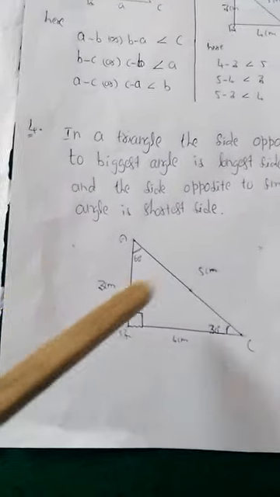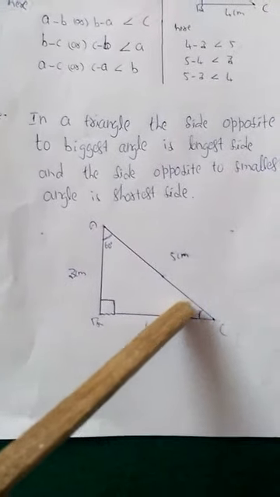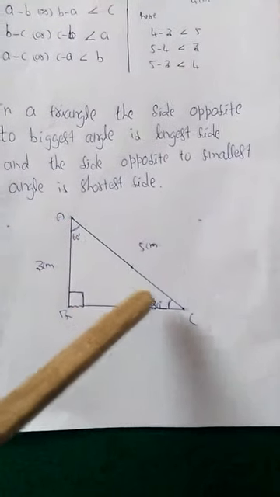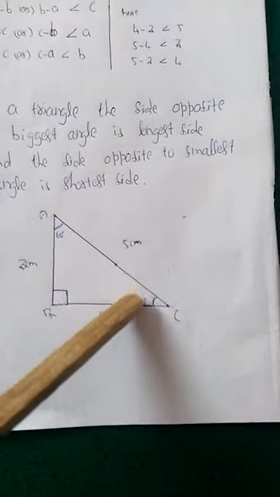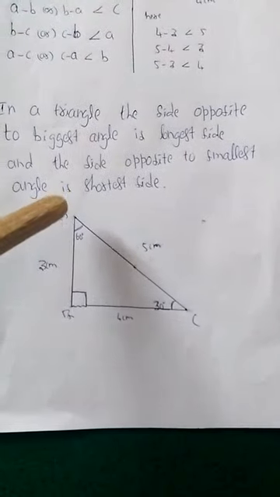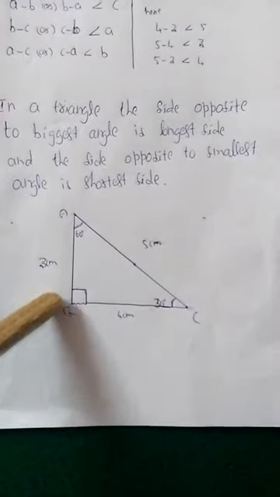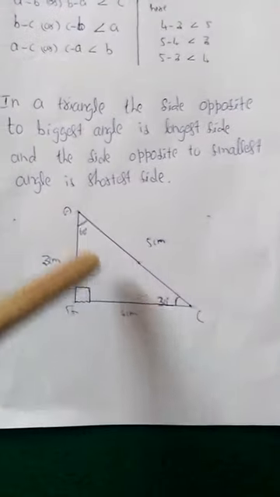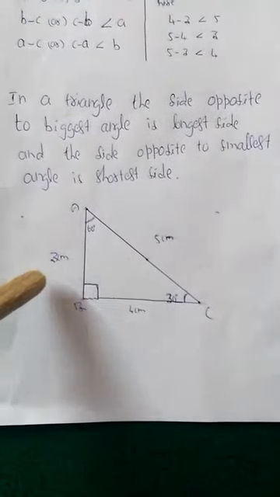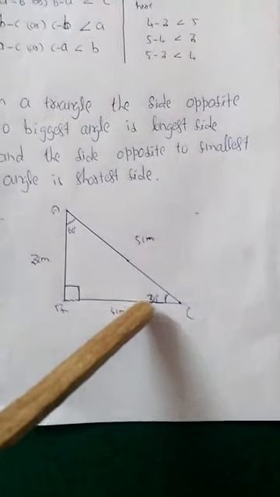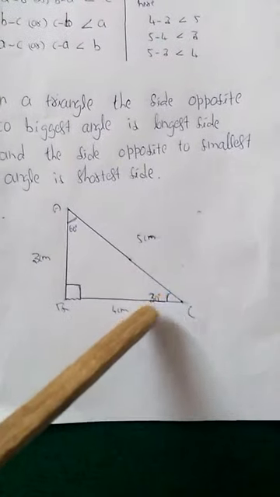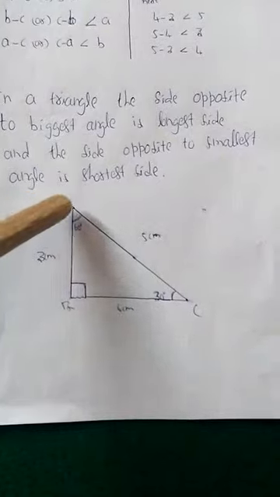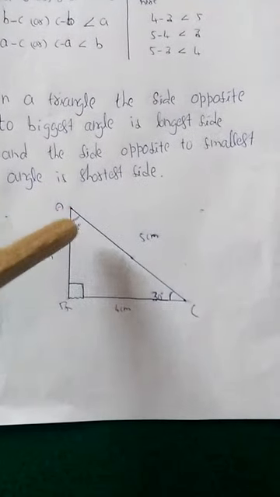In the same way, the side opposite to the smallest angle. Here the smallest angle is 30, and the side opposite to this angle C is AB. So clearly AB is the shortest side of this triangle. See, 30 is the smallest angle among 60, 90, 30. Opposite to 30 is AB. It is the shortest side of this triangle.